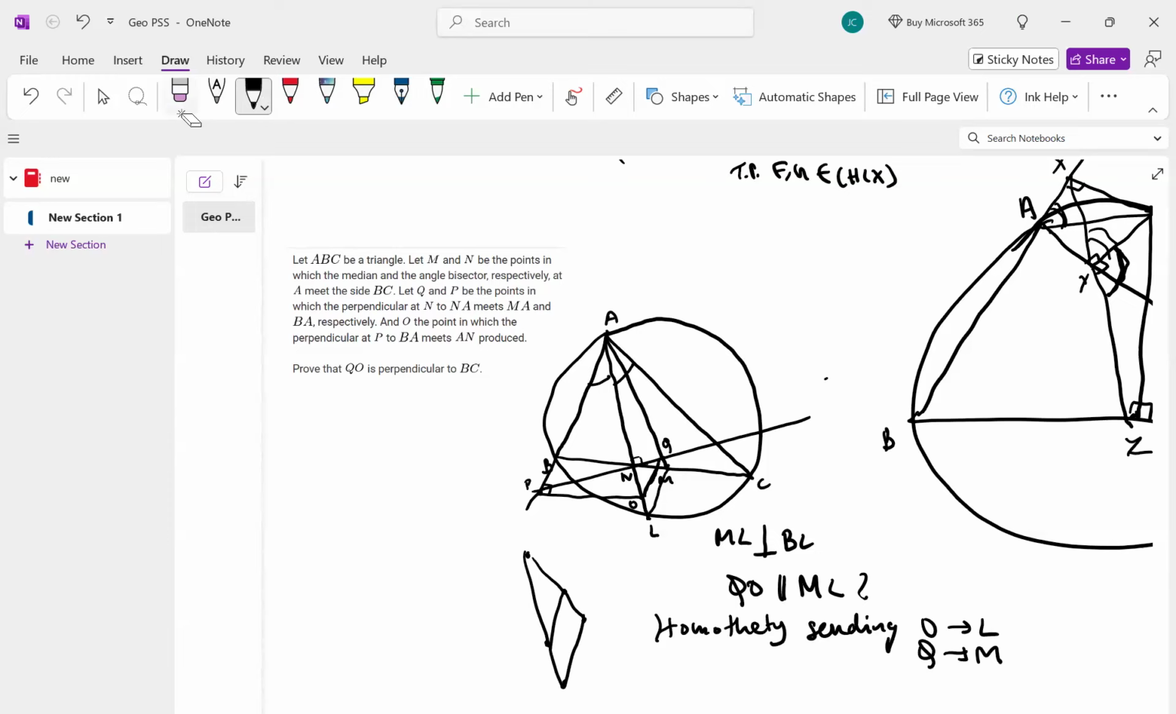So Mira, homothety is showing that Q goes to which point? Q goes to M and O goes to L. That would show that Q does not go to M. The point of intersection of OQ and BC goes to M, right? No, okay, you want to show QO parallel to ML. So QO cap BC should go to M if we're considering homothety, because of collinearity, right? We're considering a homothety about A. Oh, okay, then no.